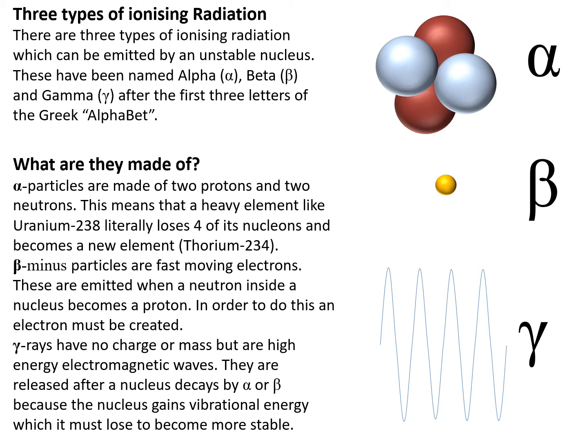And finally, gamma rays. Gamma rays have no charge or mass, but are high-energy electromagnetic waves. They're that last part of the electromagnetic spectrum we mentioned. They are released after a nucleus decays by alpha or beta, because the nucleus gains vibrational energy, which it must lose to become more stable. So you can imagine it like the nucleus wobbling, and the nucleus needs to release that energy.